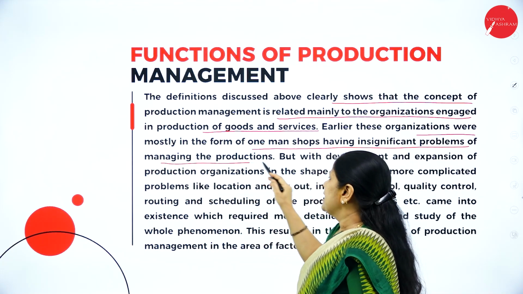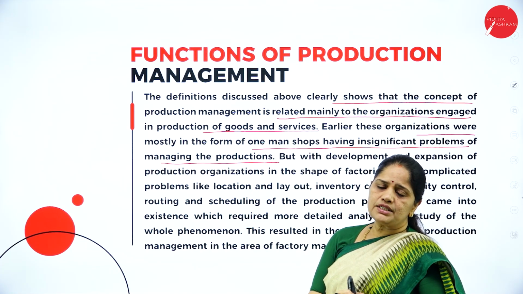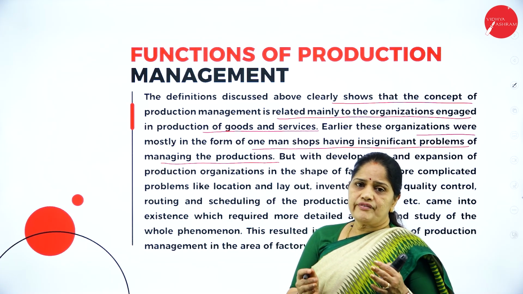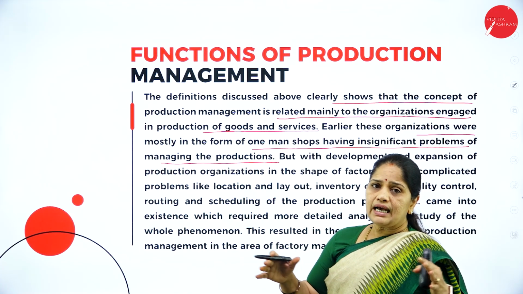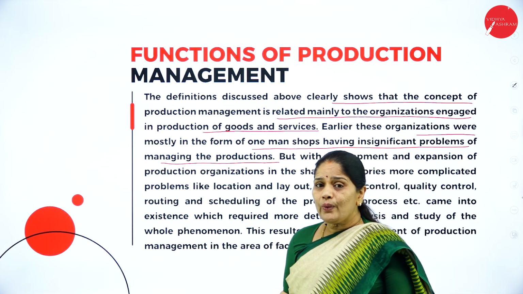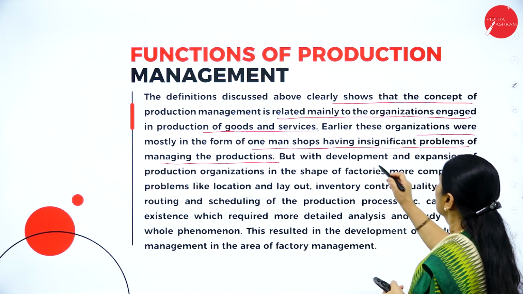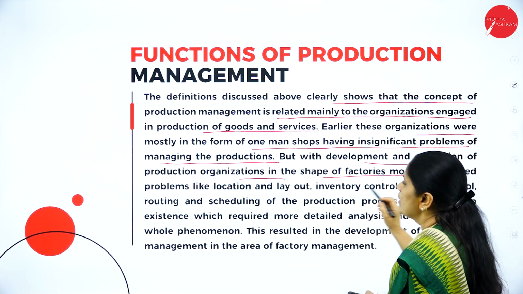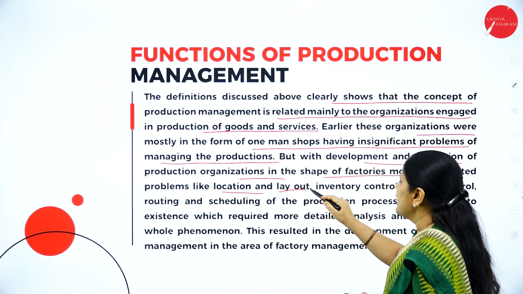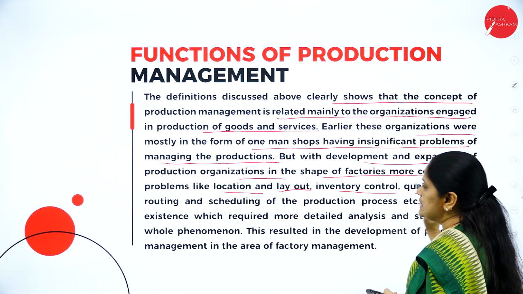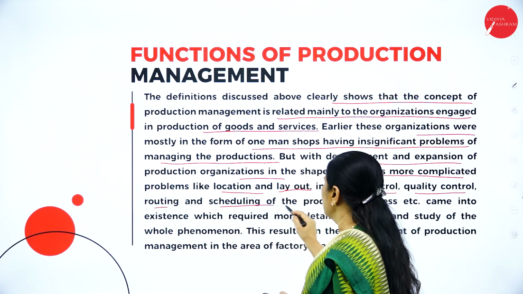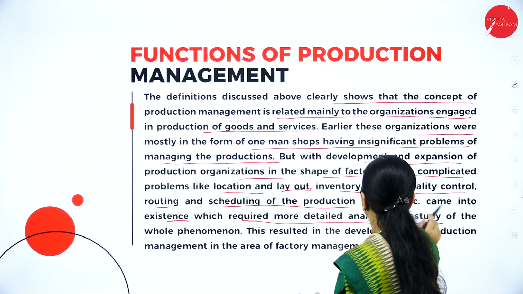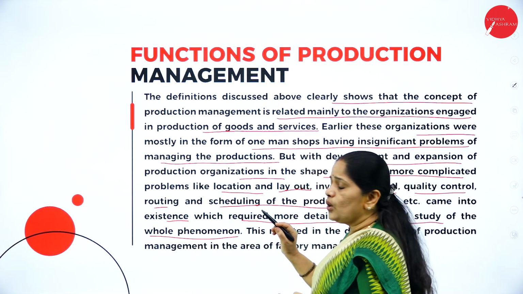having insignificant problems of managing the production. These production shops were usually on a very small scale. Whatever was on a very small scale before has now magnified into very large scale production. But with the development and expansion of production organizations in the shape of factories, more complicated problems like location and layout, inventory control, quality control, routing and scheduling of the production process, etc., came into existence, which required more detailed analysis and study of the whole phenomenon.